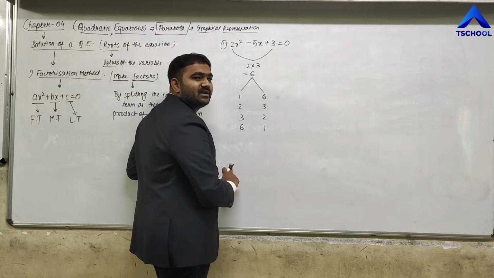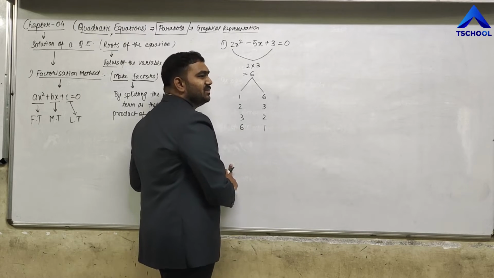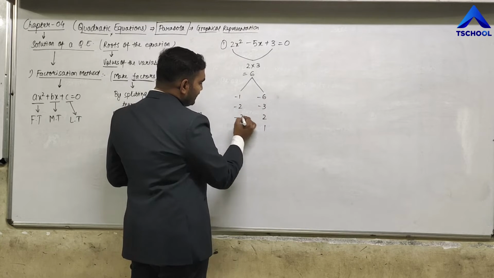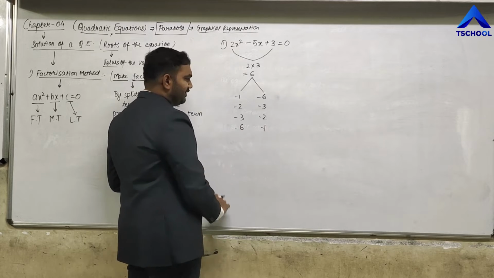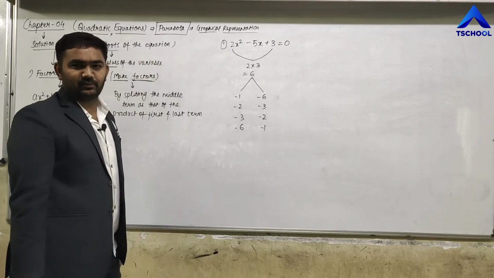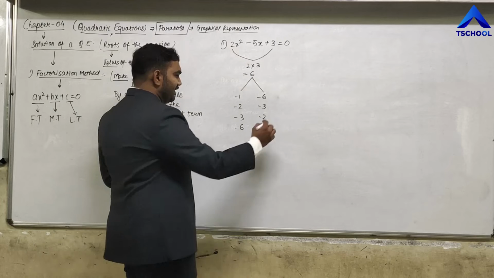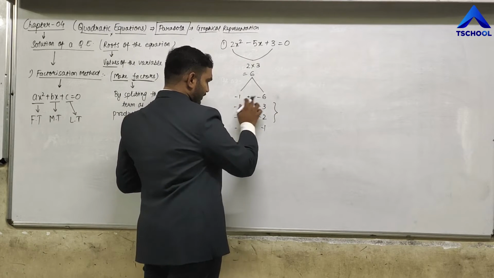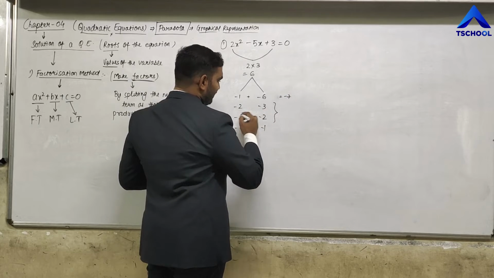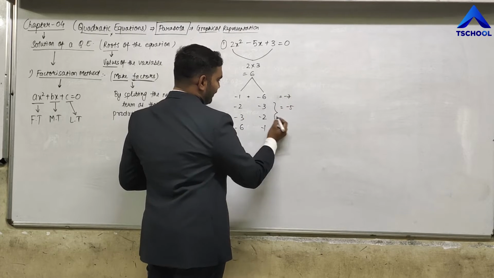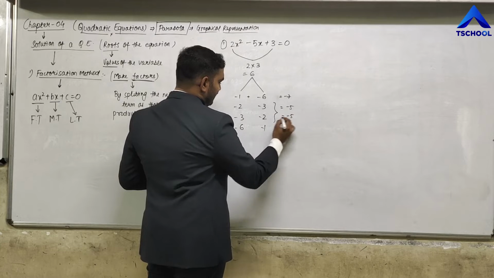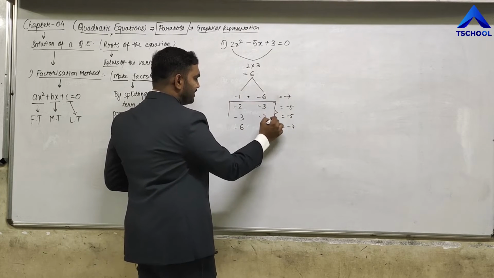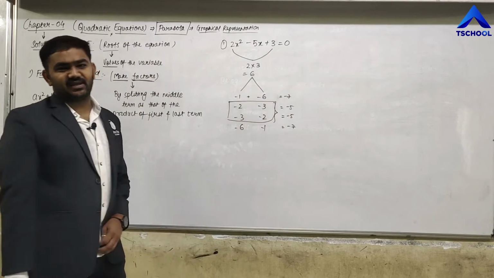No, right? Both the factors must be minus because the last term is plus. So if both the factors are minus, in which case do you get the answer as minus 5? If I add both, minus 1 minus 6 leads me to minus 7, minus 2 minus 3 is minus 5, minus 3 minus 2 is minus 5, and this is again minus 7. That means our required factors are minus 2 and minus 3.